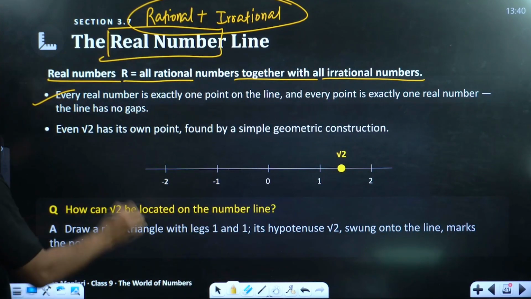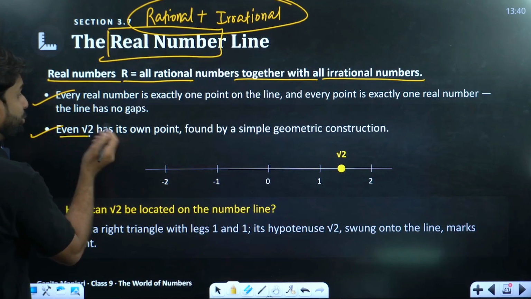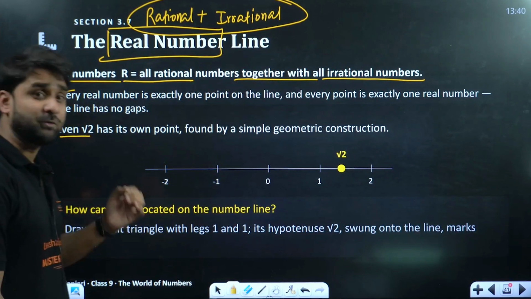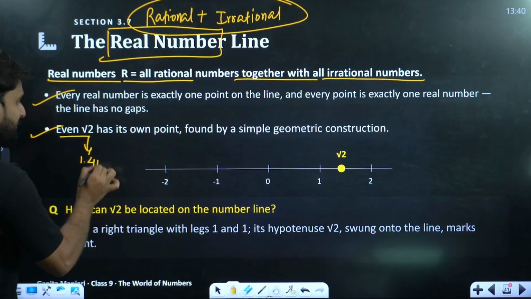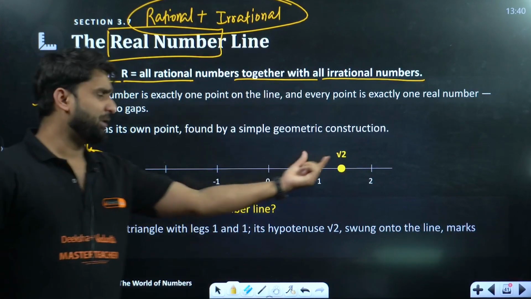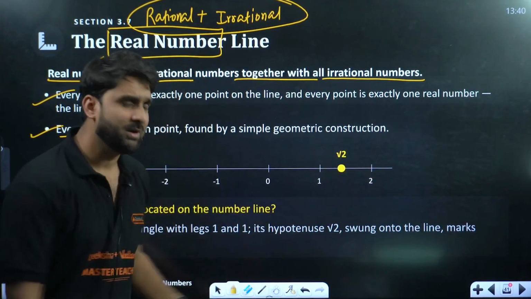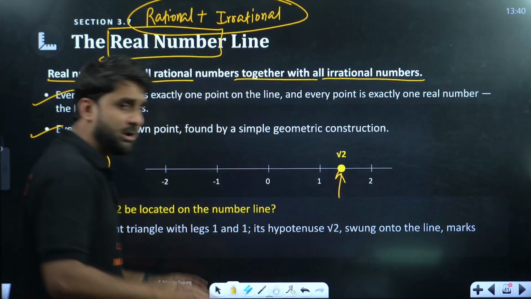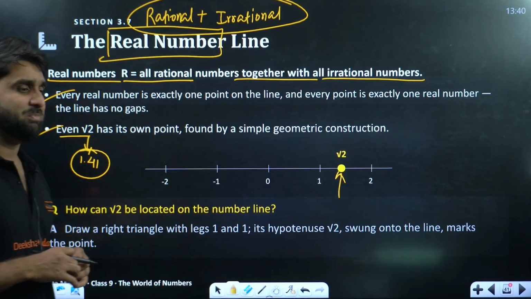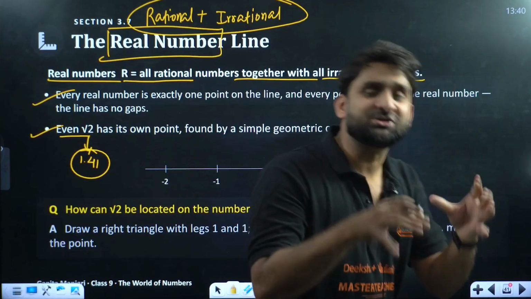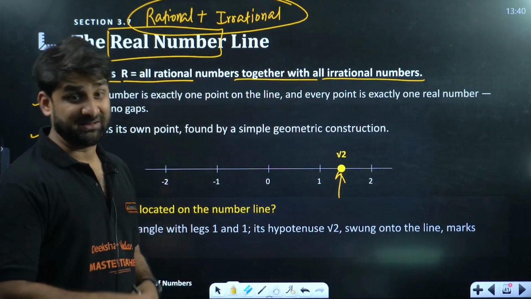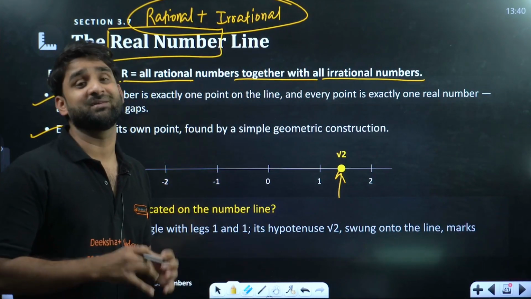This is absolutely correct. But even root 2 has its own point. If you find out the value of root 2, it will be 1.41. And we know 1.41 will be something between 1 and 2. Yes, you can see here, this is root 2, 1.41. So my dear champion, rational numbers can be represented on the number line and irrational numbers can also be represented on the number line. This is a very important thing you should understand, champion.